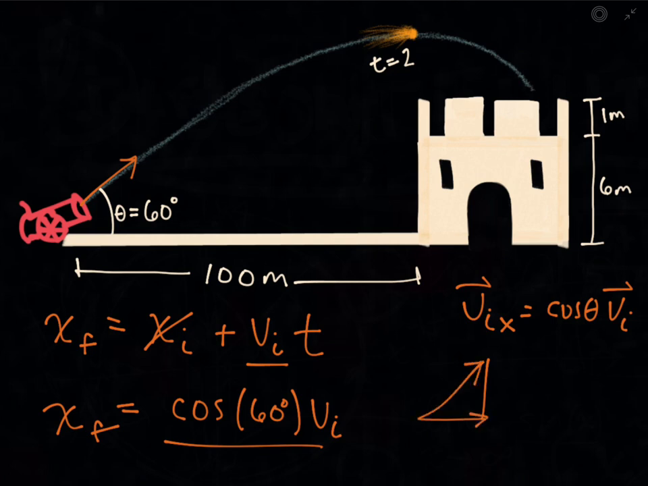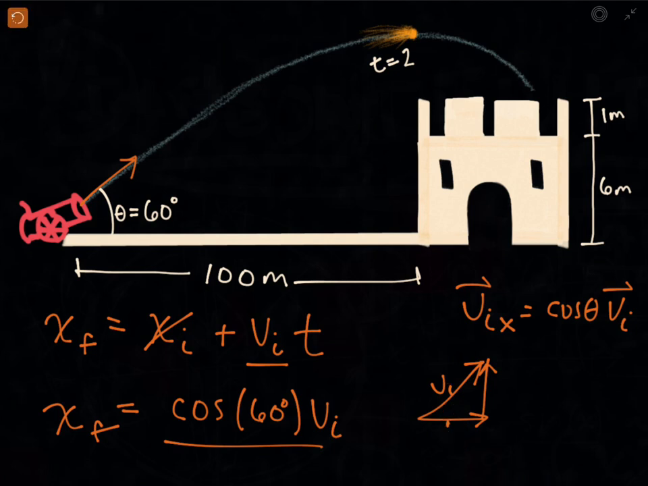If this is the velocity, that's its component in the x direction, that's its component in the y direction, and this is v initial, and so this is v initial in the x direction. It's the cosine of theta times the initial velocity. Anyway, I'm getting a little bit ahead of myself.